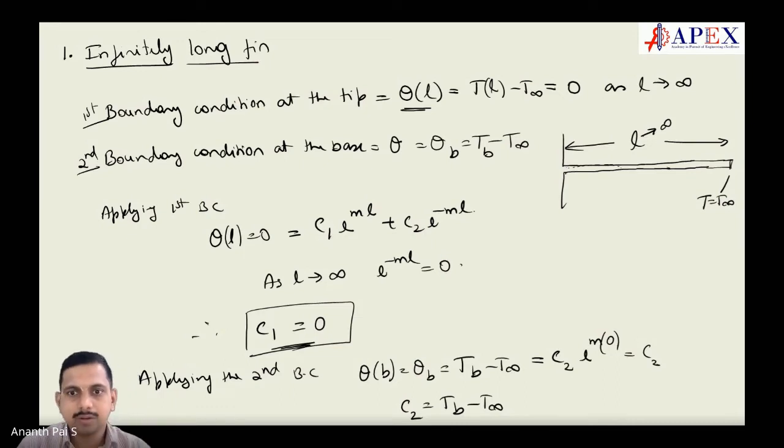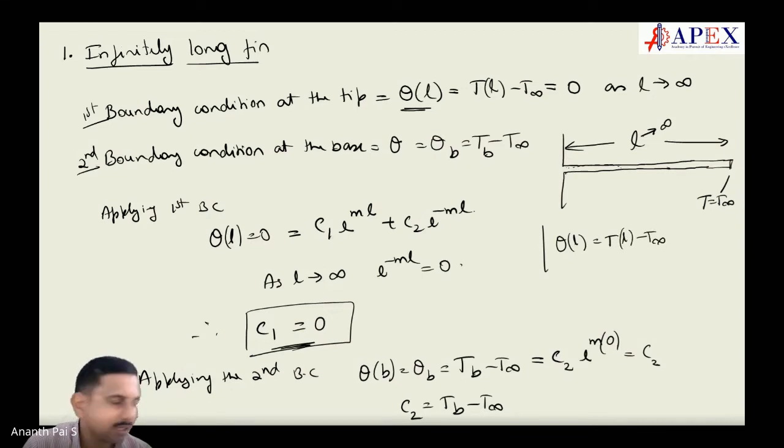Which one, T of L or theta of L, are you talking about? Theta of L is equal to T of L minus T of infinity, right? That's what you're saying. Now this T of L will be equal to T of infinity, so that's why it goes to 0. The temperature at the end will be the same as the surroundings, because heat from that infinite fin will not reach the end.